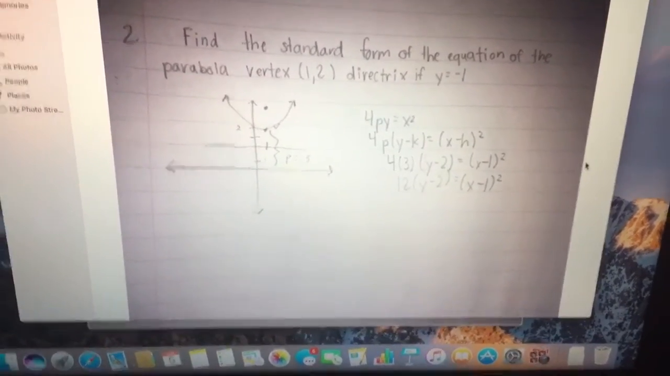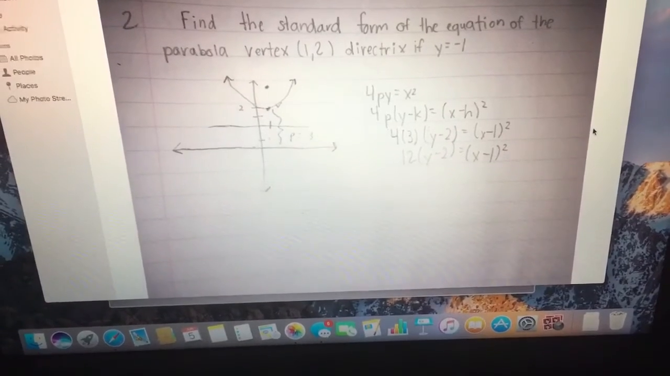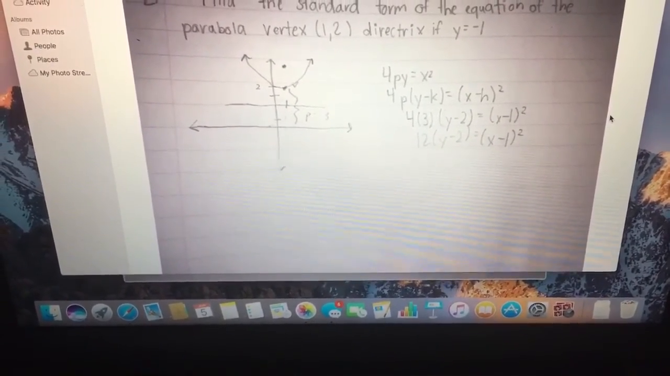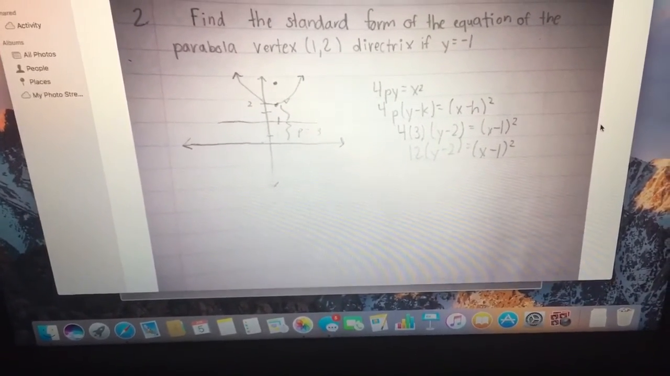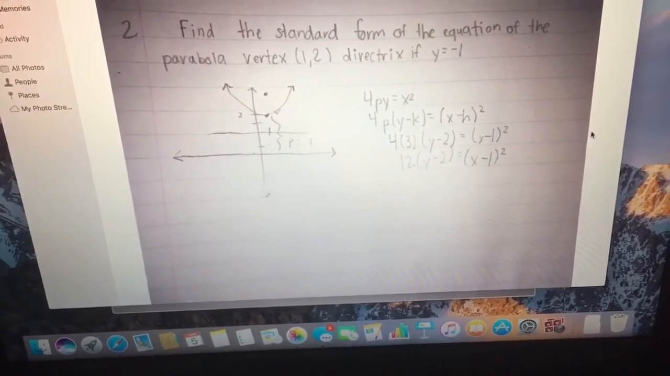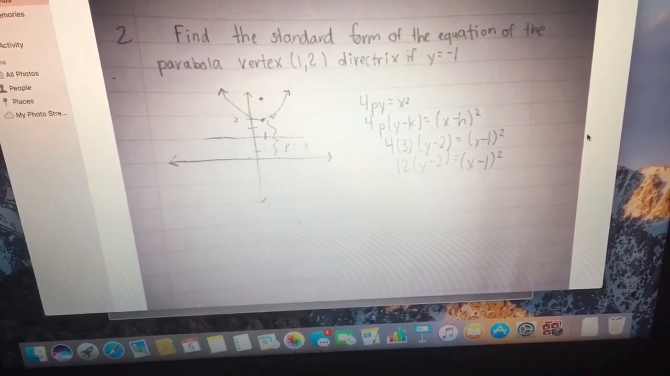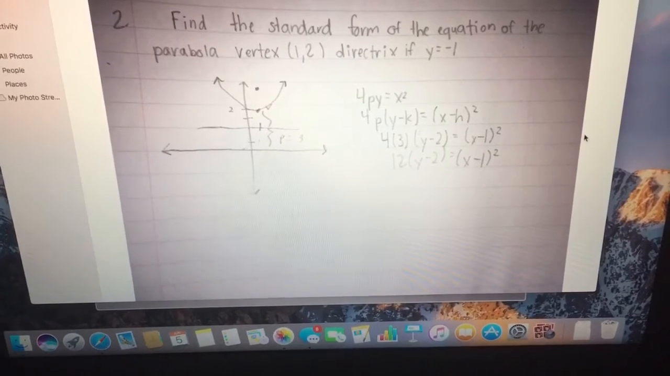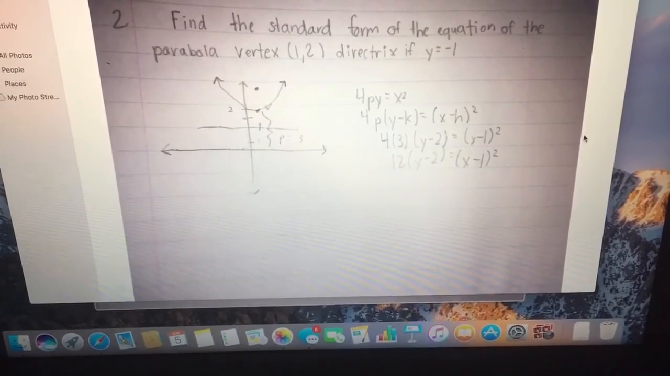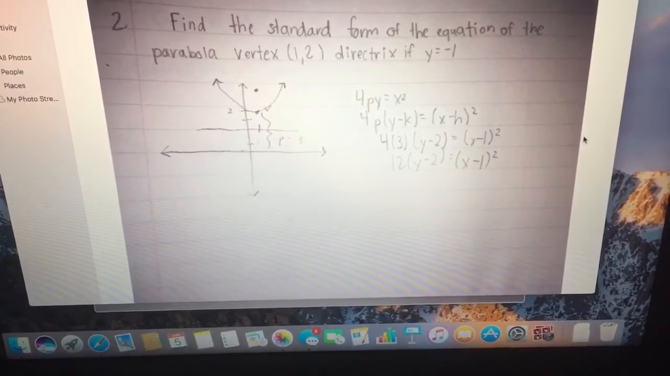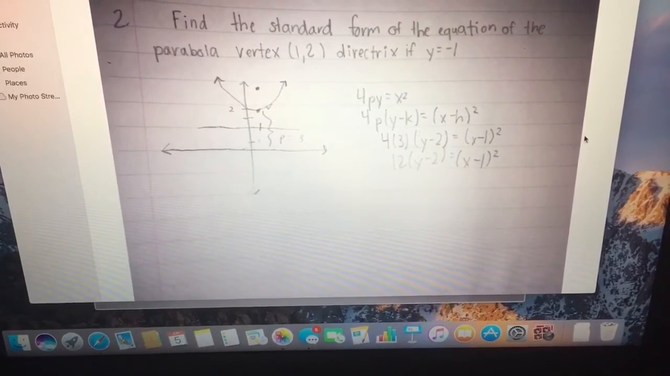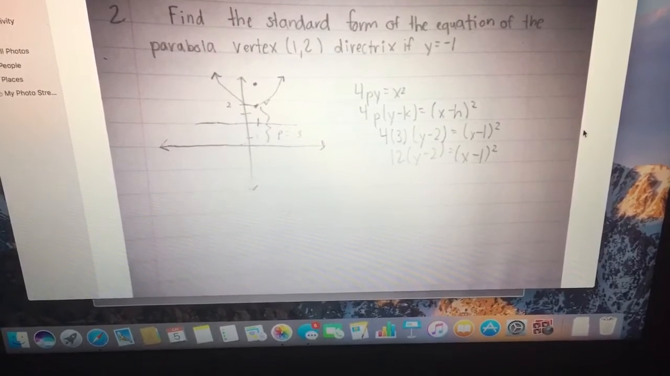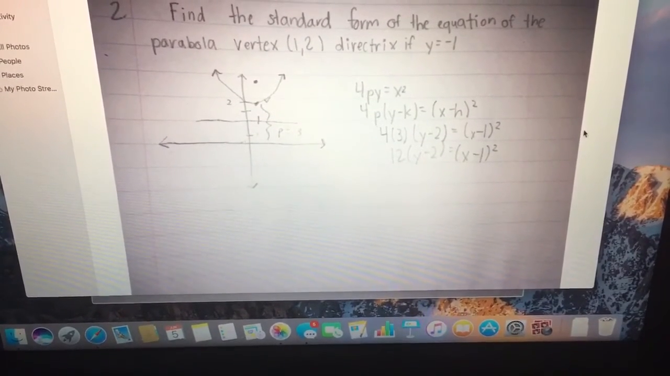So the next problem is going to be find the standard form of the equation of the parabola vertex (1, 2), directrix of y equals -1. So to begin with, I'm going to sketch the graph again. So here's my little quadrant system. My vertex is at (1, 2), so there's a 1. My directrix is y equals -1. Alright, so there's my directrix, which means that my parabola goes up.